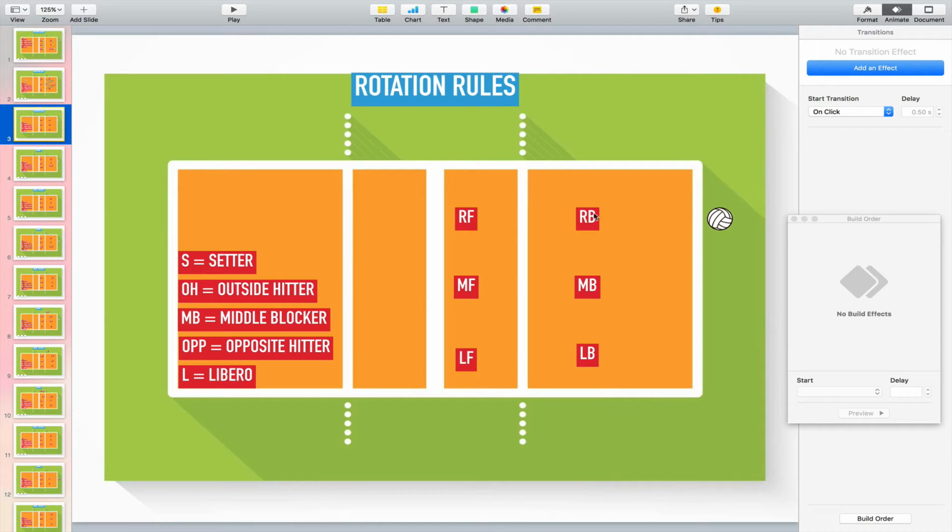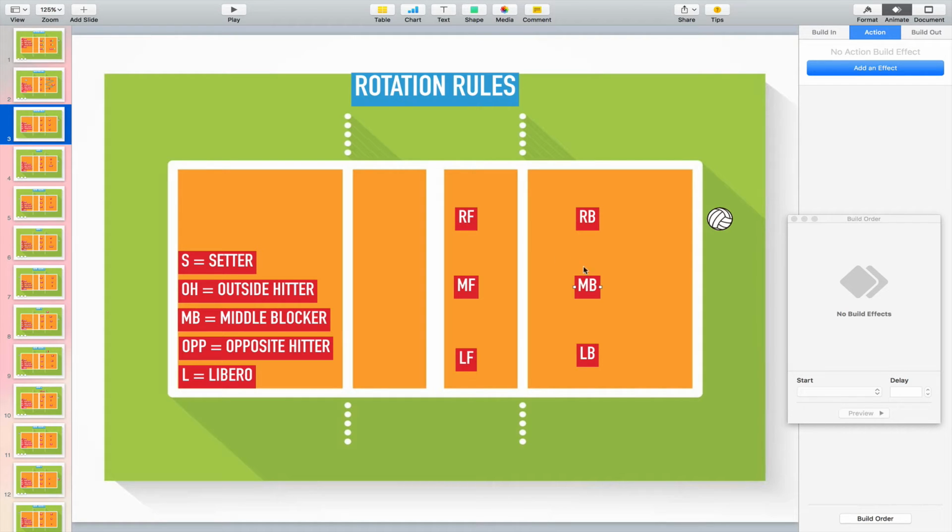So what you need to know if you're in the right back, if we're serving or if we're on serve receive, the right back player cannot go in front of the right front player, and they can't go past the middle back player. So this right back player is concerned with these two players, can't cross this one or go in front of this one.